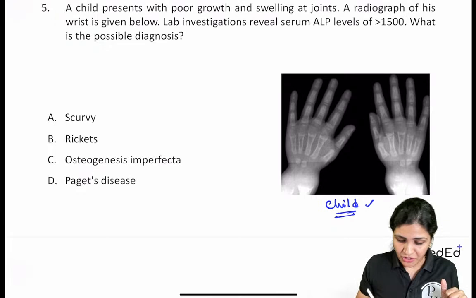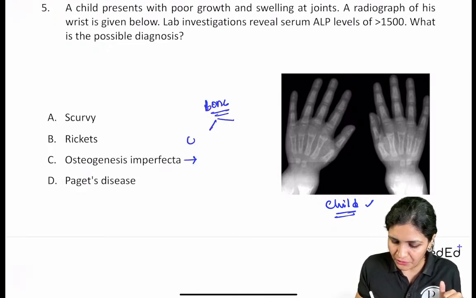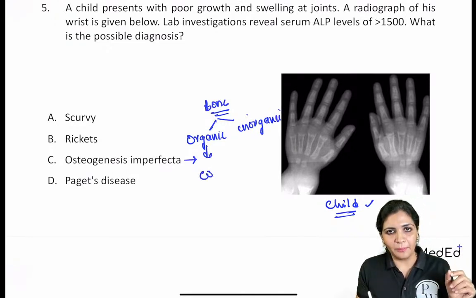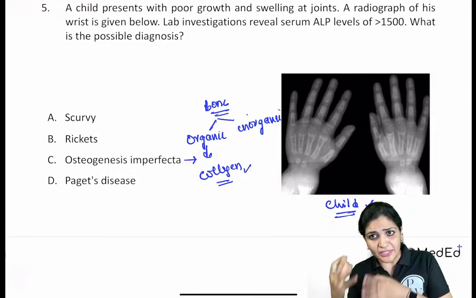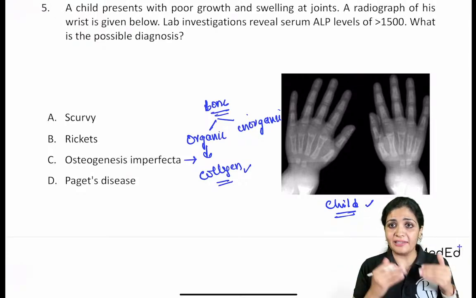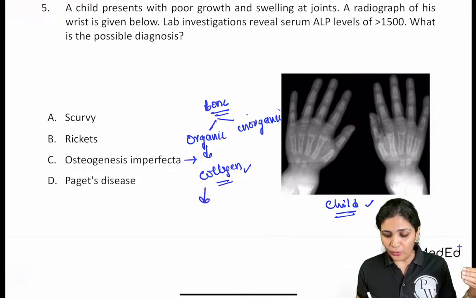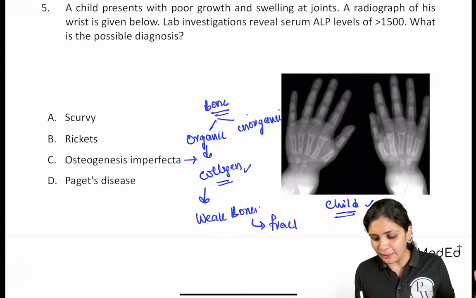So what is osteogenesis imperfecta? Bone consists of two important things: one is organic, the second is inorganic matter, right? In the organic part, the most important component is collagen. Whenever there is a defect or deficiency in the collagen, or its cross-linking, in osteogenesis imperfecta there is a deficiency of collagen. This results in weak bones, which break when subjected to forces, so these patients present with multiple fractures.